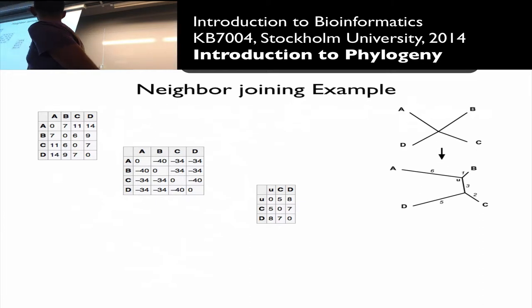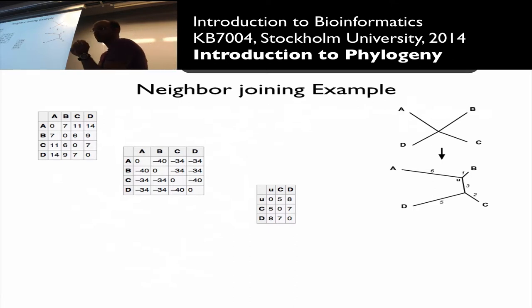B and C together. And then you get to a new matrix, where the new U that you create here is most similar to C, so you put that together, and then you put D in. So that's the same idea. Both this neighbor joining and the phylogeny method, basically you take the closest ones, you calculate a new node, and you somehow measure the distance of that new node to everything else, and you keep on adding one thing at a time.